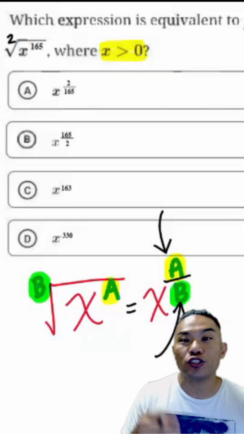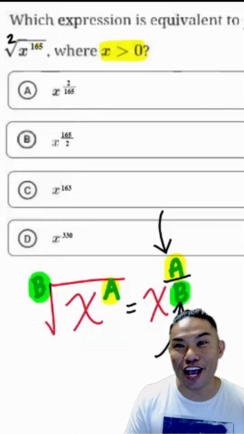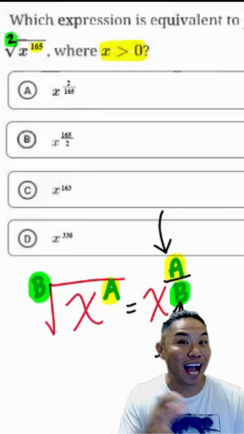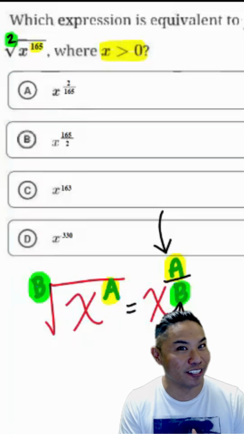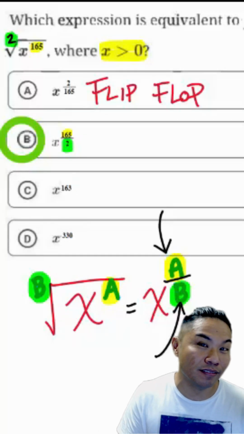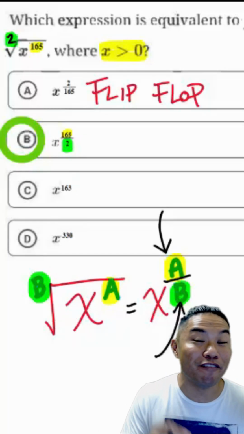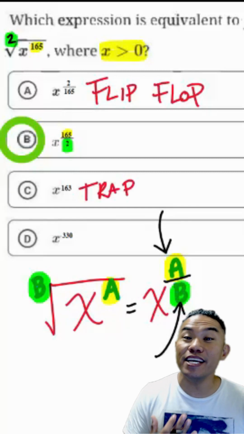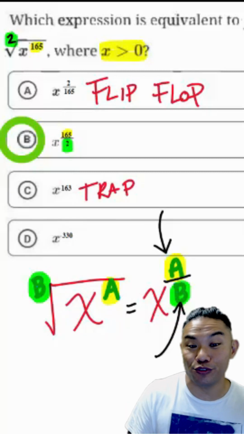So if we're following this formula of the inside exponent going in the numerator and the outside index going in the denominator, we can see that answer choice B is our answer. Answer choice A has it inverted, answer choice C has 165 minus 2 for the exponent, and D has 165 times 2 for the exponent.